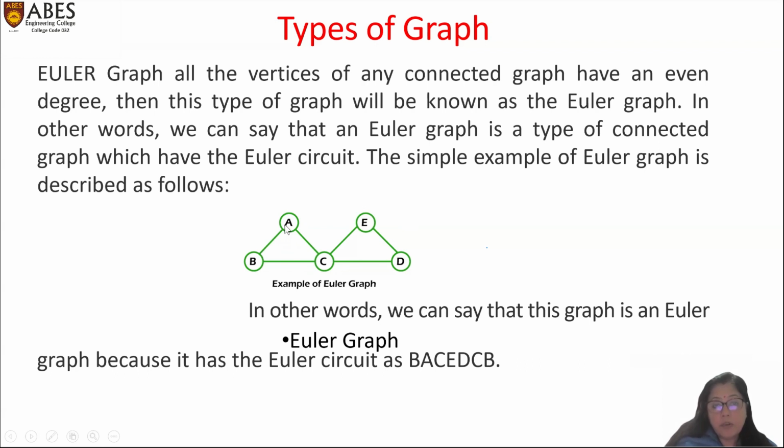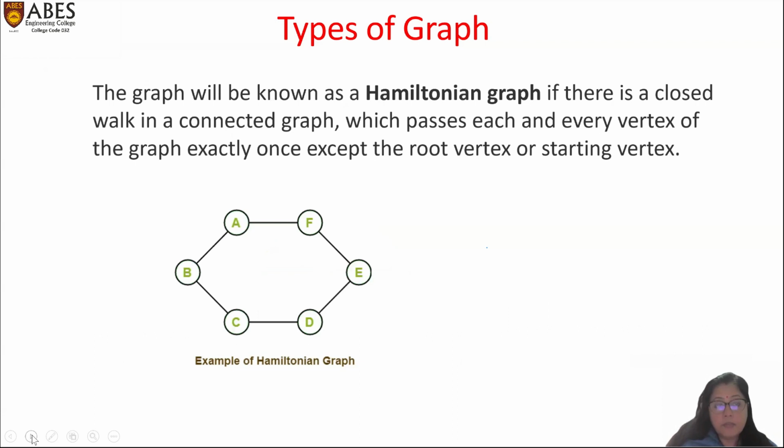Now see, when we start from B, we go to A, then from A we go to C, from C we go to E, from E we go to D, from D we go to C, and from C we go to B. Here we see that in this graph we have included all the edges only once, and they form an Euler circuit this way. So we can say that this graph is an Euler graph because it contains an Euler circuit. It is to be noted that if the vertices are all of even degree, then they can form an Euler circuit.